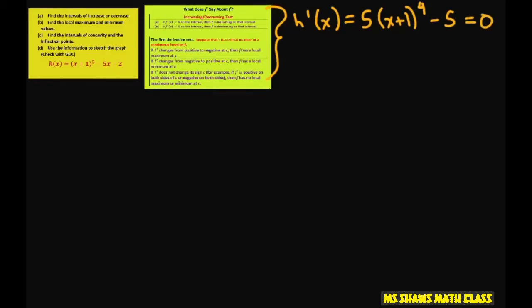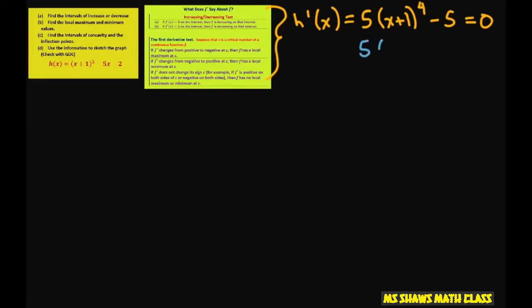So basically, what we're going to do to find increasing and decreasing is take the first derivative. So we do h prime of x, and you're going to do your chain rule. So that gives you 5 times x plus 1. The derivative of the inner function is just 1, and then minus 5. And you set this to 0 and solve for x to get your critical number.